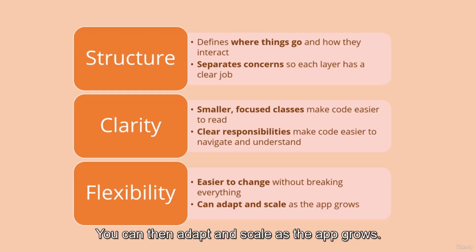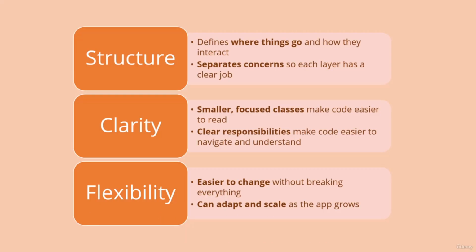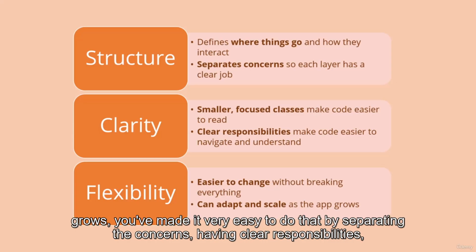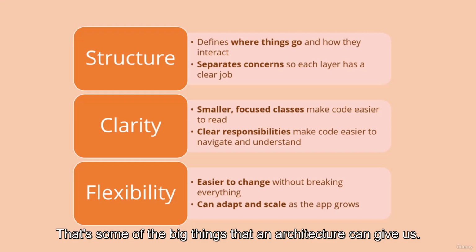You can then adapt and scale as the app grows, meaning when you have more and more data requests, you might introduce a new repository. If you start off as a local database but want to move to the cloud, again, as your app and your project grows, you've made it very easy to do that by separating the concerns, having clear responsibilities. Changing one part of the app doesn't break the rest of it. That's some of the big things that an architecture can give us.